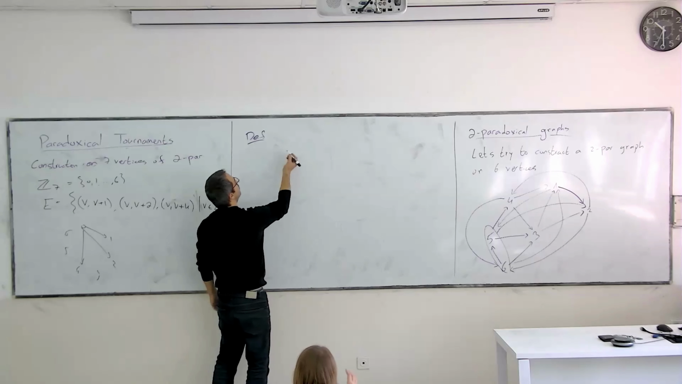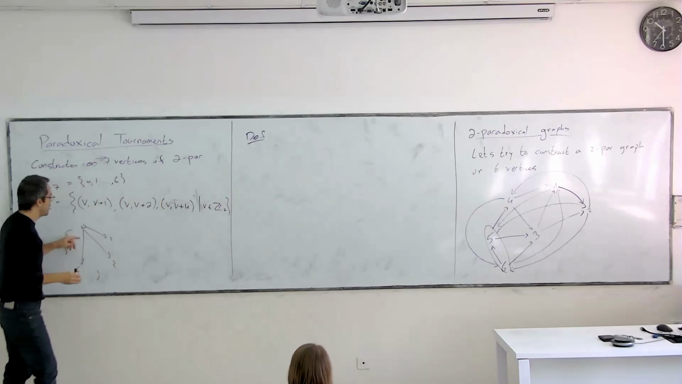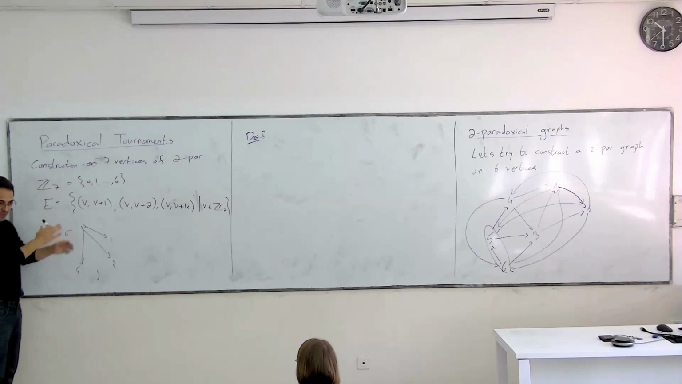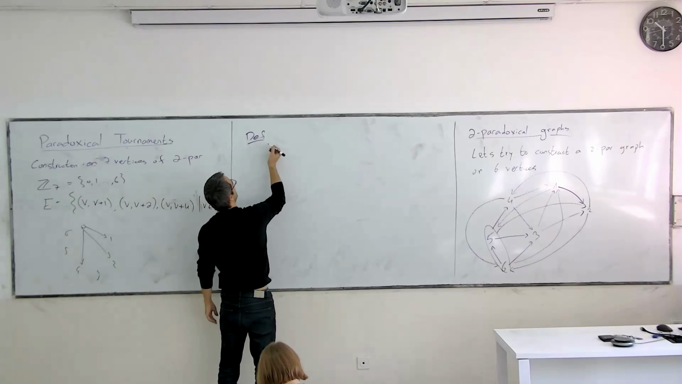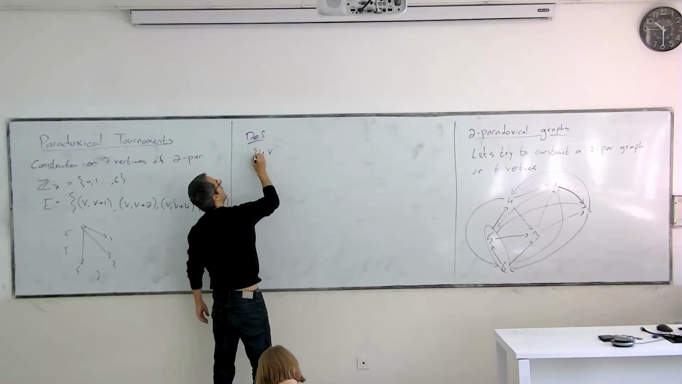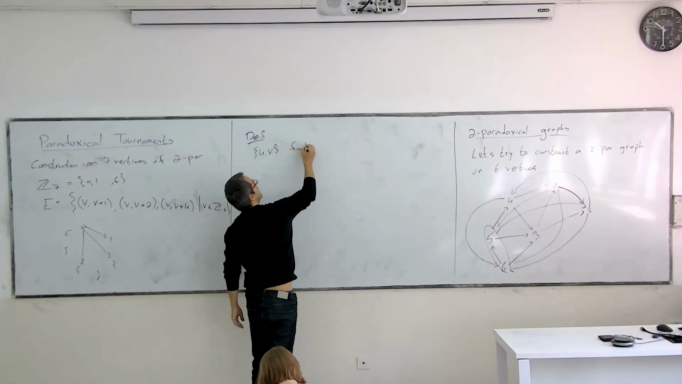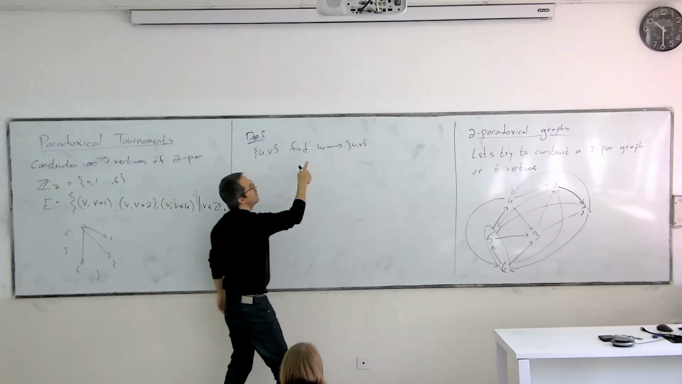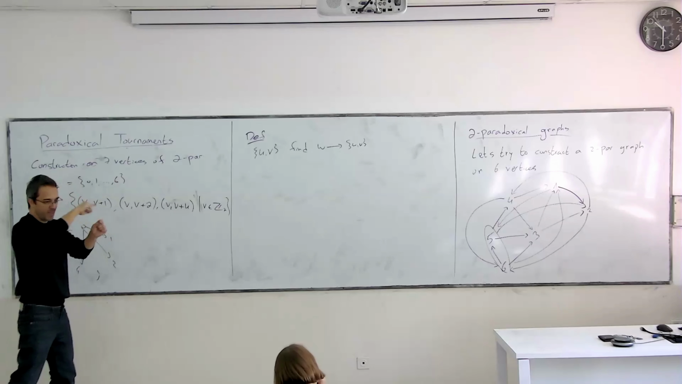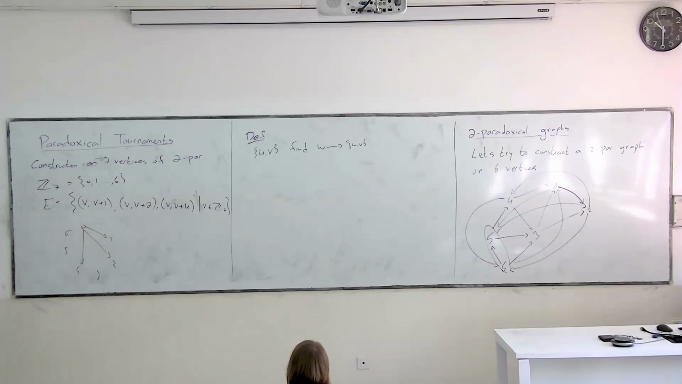So let's see. Let's say you give me 2 vertices. Actually, you can assume one of them is 0. Never mind. Let's say you give me 2 vertices, U and V, and I want to find some W that dominates U and V. By the way, note that W cannot be U or V by definition, because there is no edge from a vertex to itself.